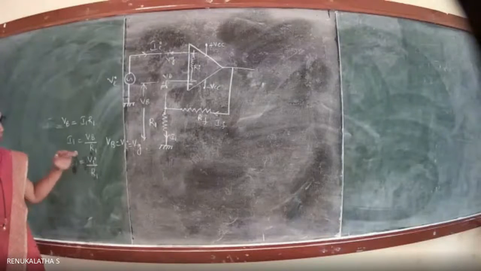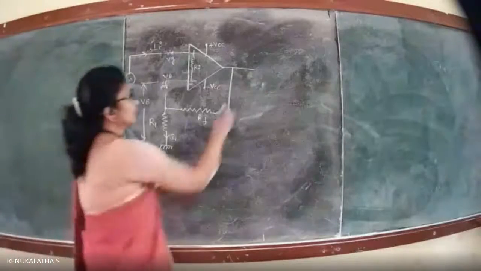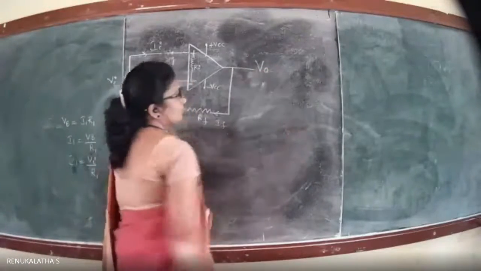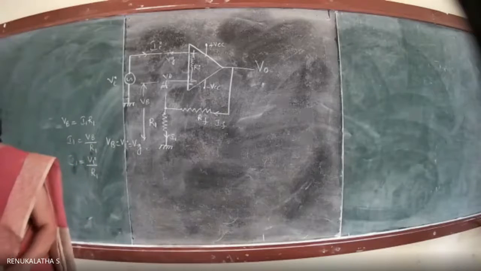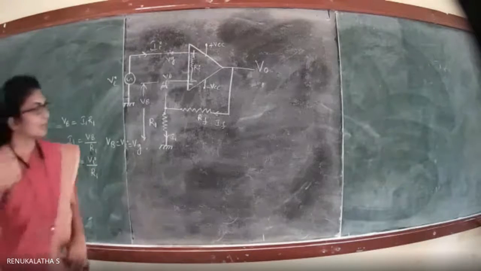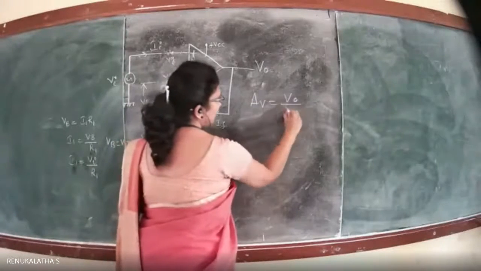So what are we intending to do now? We are going to find the voltage gain. Our aim is to find the expression for the voltage gain of the non-inverting amplifier. So what is voltage gain? AV is equal to V naught divided by VI.